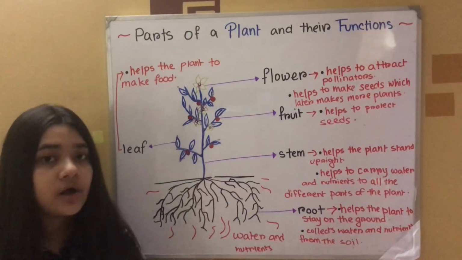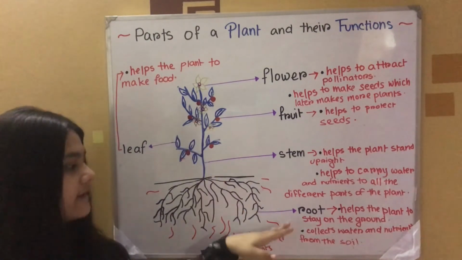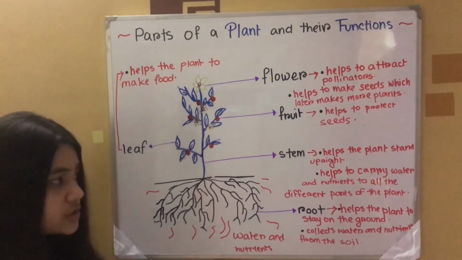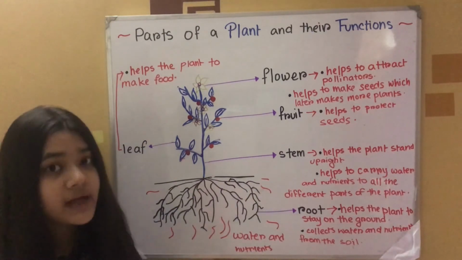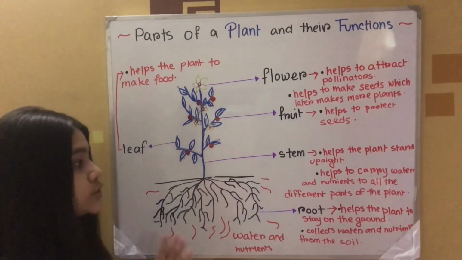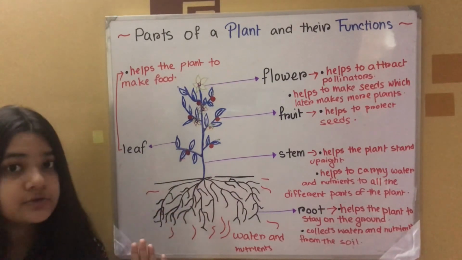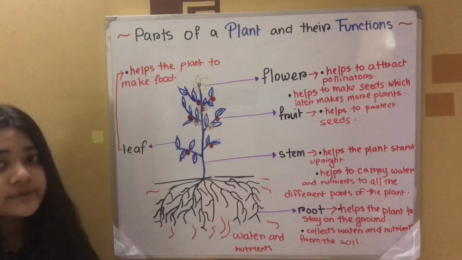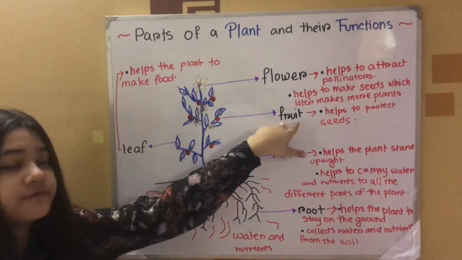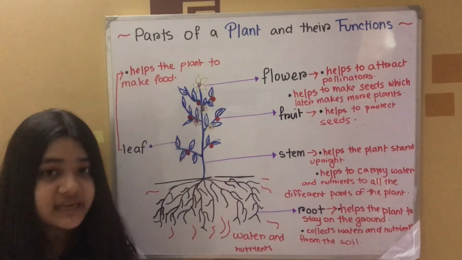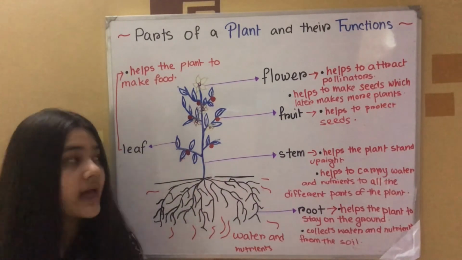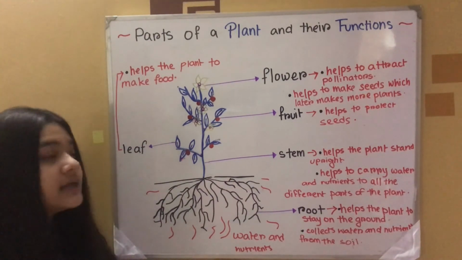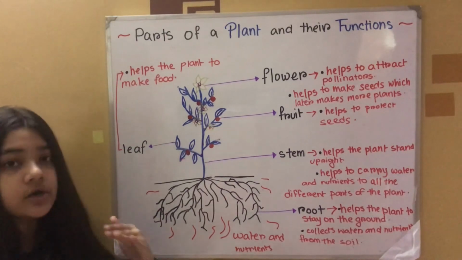So let's look at all the different parts of the plant again. We have the root, which helps the plant to collect water and nutrients from the soil. We have the stem, which helps the plant to stand upright and it transports water and nutrients to different parts of the plant. We have the leaf, which helps the plant to make food. We have the fruit, which helps the plant to protect its seeds. And lastly, we have the flower, which helps to attract pollinators and it makes more seeds, which later make more plants.